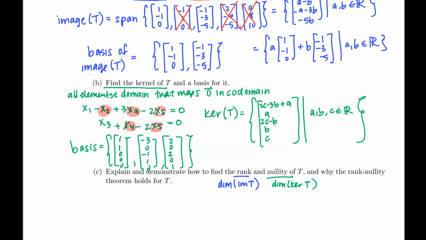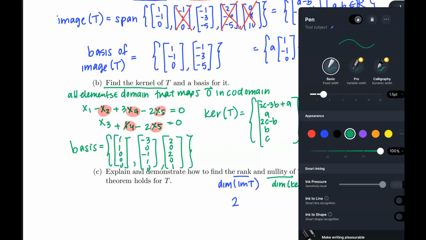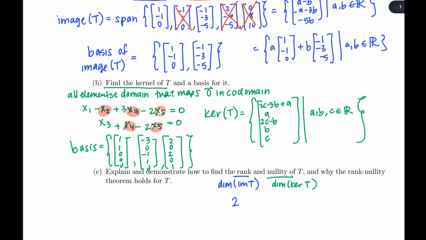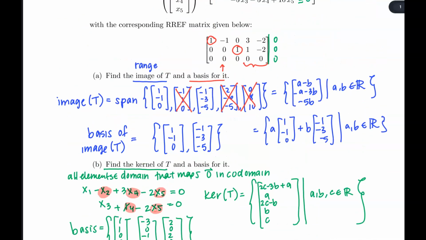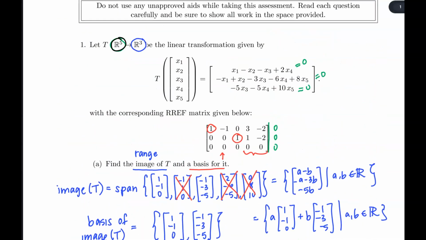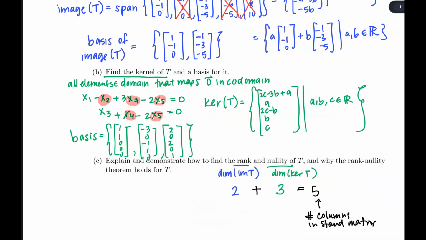Our rank, the number of column vectors in our basis for our image, is 2. Our nullity, so the dimension of our kernel, there are 3 column vectors in our basis for our kernel. If I add those back together, I get 5, which we can think of in either of two ways. It's the number of columns in our standard matrix, or looking back, this is the dimension of our domain, our R5. So these will be the same no matter what.